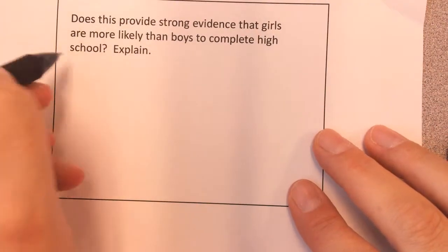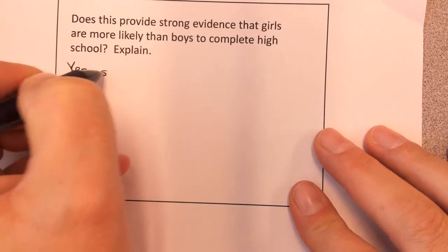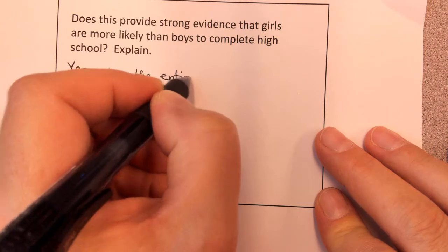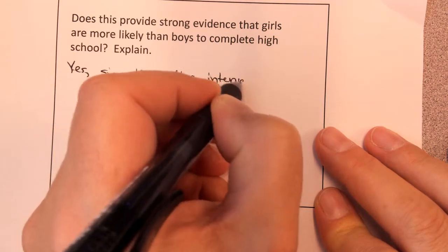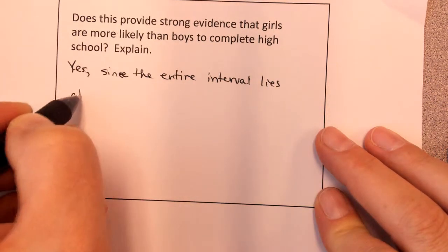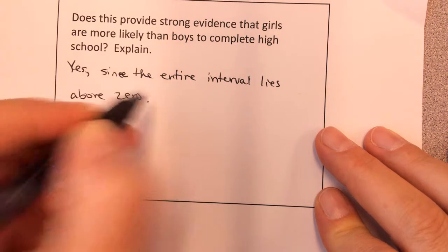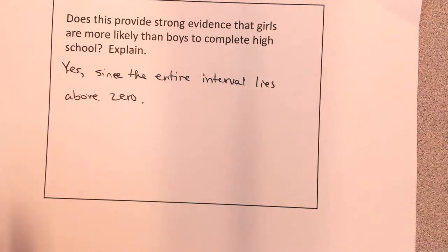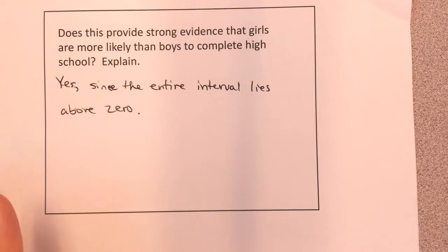So let's say yes, since the entire interval lies above 0. Because 0 means they're the same. If it's above 0, females are higher than males. Based on this sample, it could still be wrong. It's just based on one sample. We could take another sample and males could be 5.6% higher. Then we'd really be confused. So there could be an interesting sample going on.